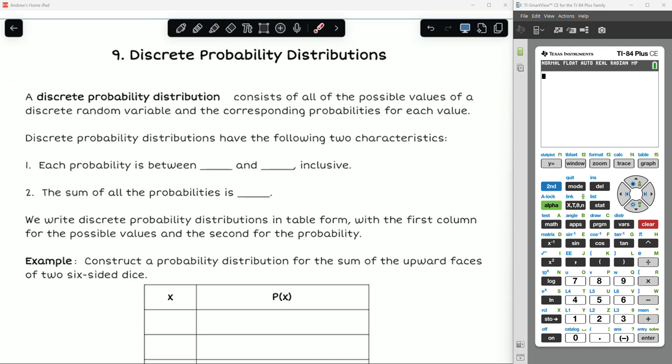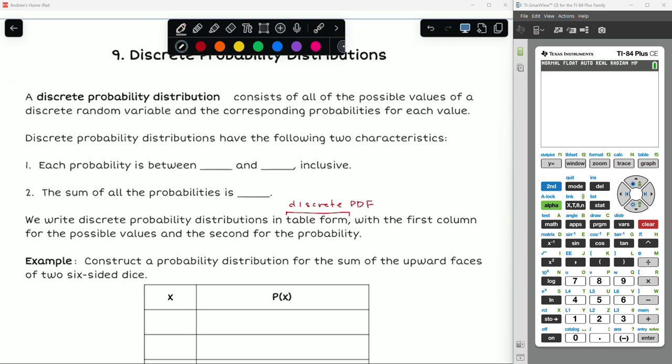You'll sometimes see your book use the word PDF, discrete PDF, for probability distribution function, which is the table that we use to represent our discrete probability distribution. So when you see we're talking about discrete probability distributions in table form, you'll often see those called discrete PDFs, for probability distribution function.